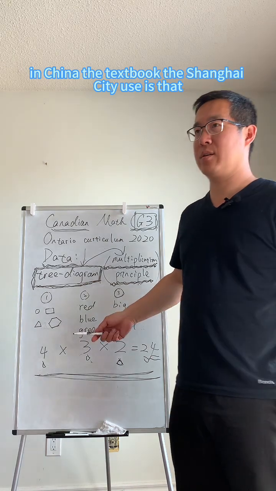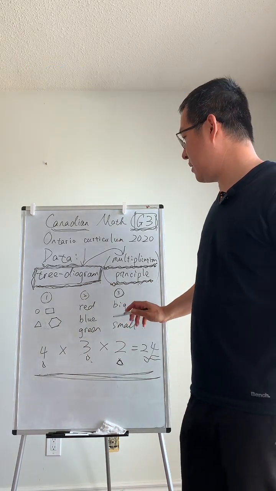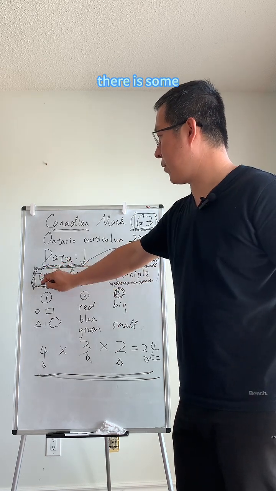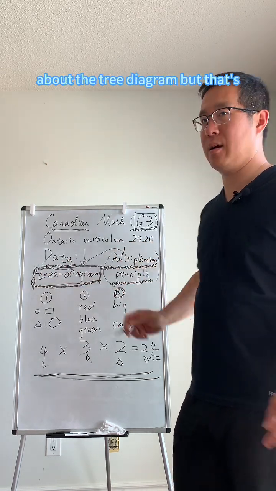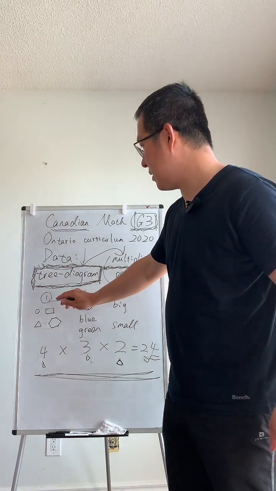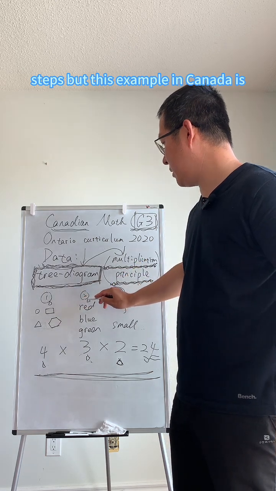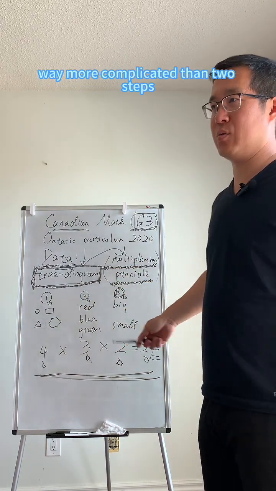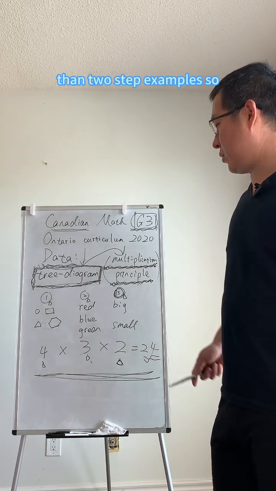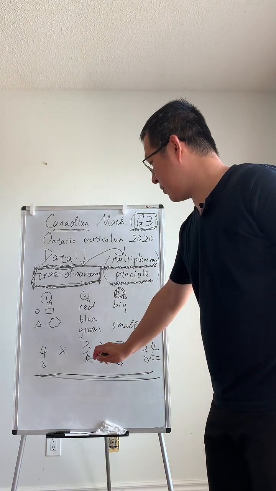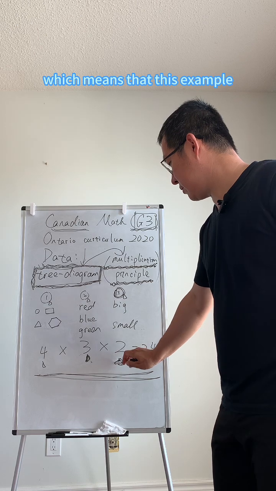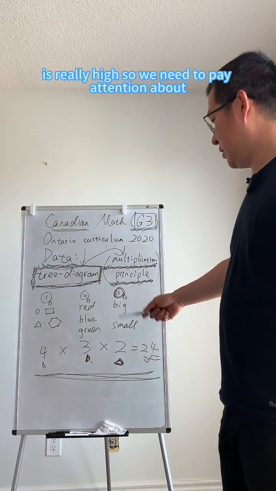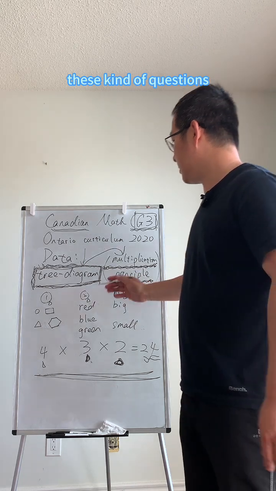In China, the textbook the Shanghai city uses is their own textbook. In their textbook, there is some optional learning material about the tree diagram, but that's only about 2 steps. But this example in Canada is 3 steps. 3 steps is way more complicated than a two-step example, which means that this example and the requirement of Canada is really high. So we need to pay attention to these kinds of questions.